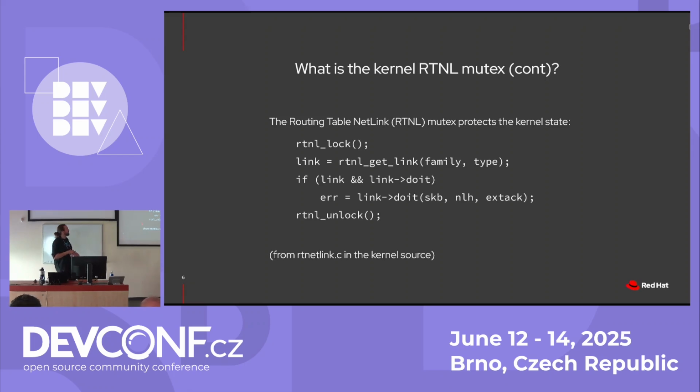This is an excerpt from the rtnetlink.c in the kernel source, which does basically this. Lock, figure out what we're trying to do, unlock. Very simple, right? And then there are a lot of abstractions for which bit, what are you doing, what is doit, et cetera, et cetera. But that's not really important for this talk. So this is the gist of it. We take the lock, do an operation, release the lock whenever we get a configuration thing from user space.